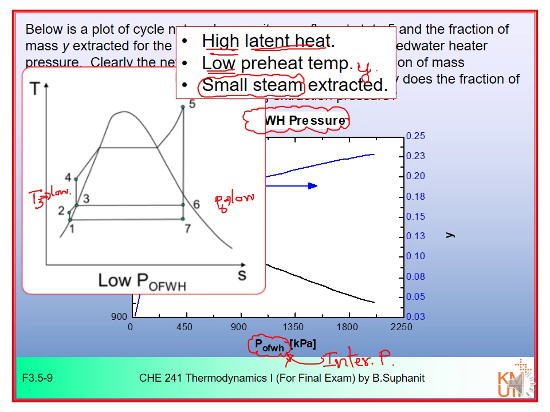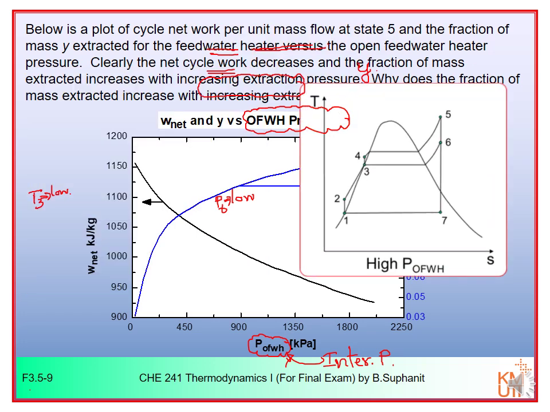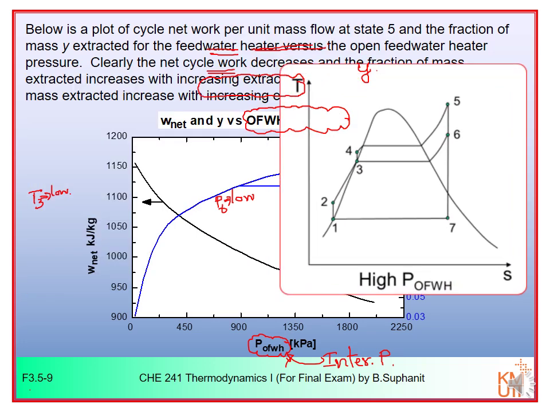Okay, now if you increase the intermediate pressure, if you increase the POFWH further, to a high value like this one, this is the high POFWH, and you can see that the temperature of the water that you can reach would be higher. T3 would be higher. T6 is also high as well.